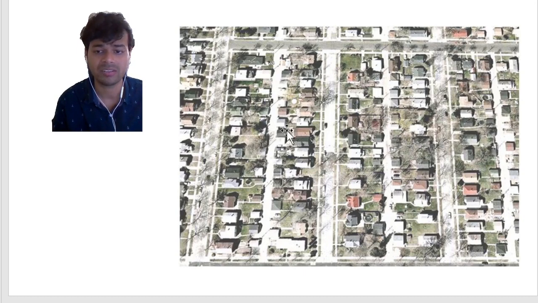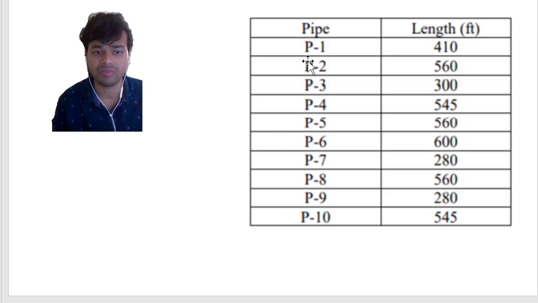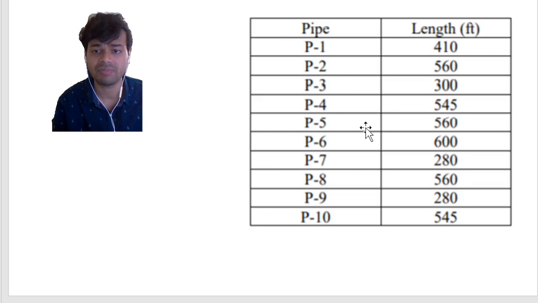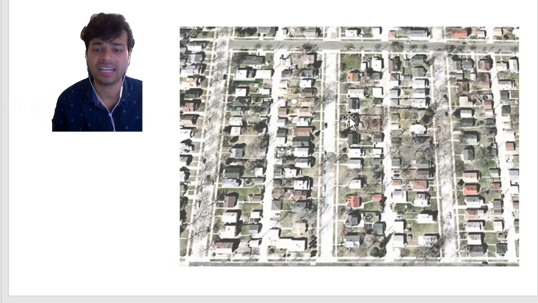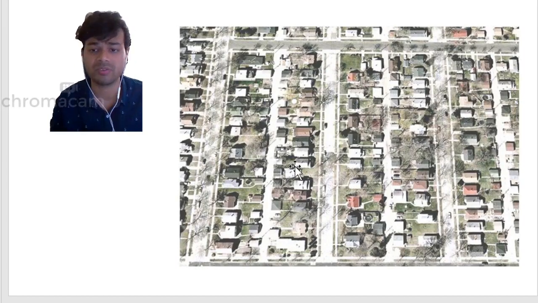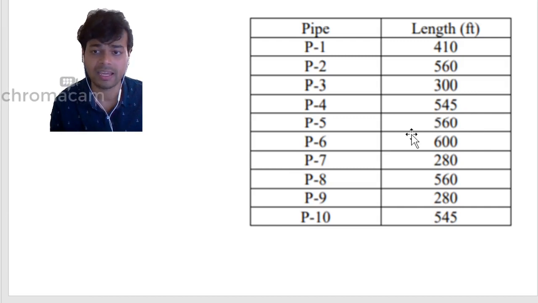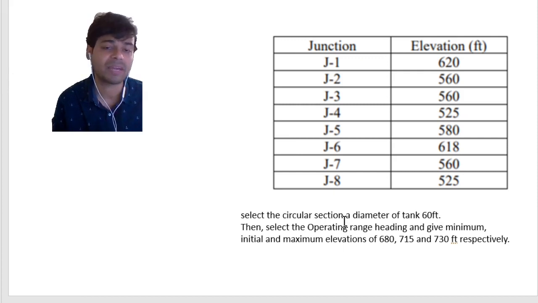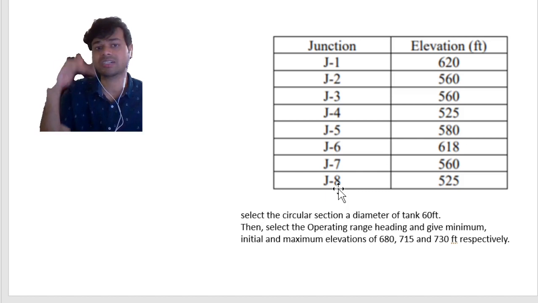If you look at your lab manual, there will be 10 pipes and 8 junctions. For the 10 pipes, they have the length, the material, the diameter and everything, and for the junctions they have elevation. There are also some other parameters for the tank as well, for example the diameter of the tank and the minimum and maximum elevation of water in the tank.